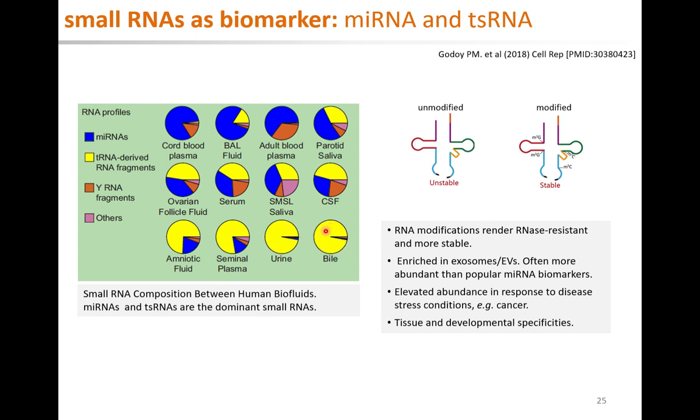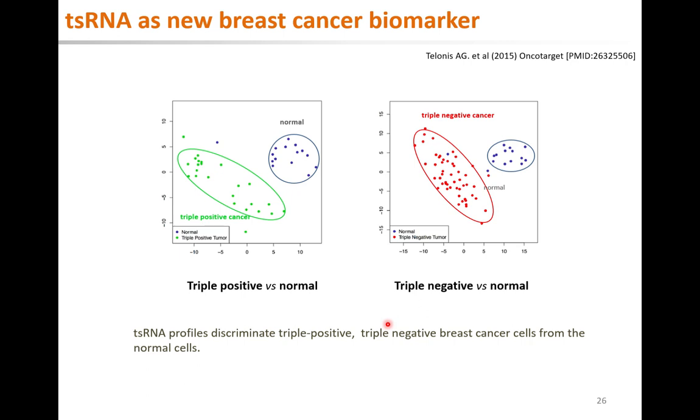MicroRNAs have been popular biomarkers already. tsRNAs have more attractive properties as a new class of small RNA biomarkers. That is, tsRNAs are heavily modified to render them resistant to RNA degradation and become more stable, and highly enriched in exosomes and extracellular vesicles, even more so than microRNAs. tsRNAs are pathologically related to stressful disease conditions, for example, cancers. tsRNAs display high degrees of tissue and developmental specificities. The abundances of tsRNAs depend on disease conditions. The tsRNA profiles have the power to discriminate triple positive or triple negative breast cancer cells from the normal cells as biomarkers.